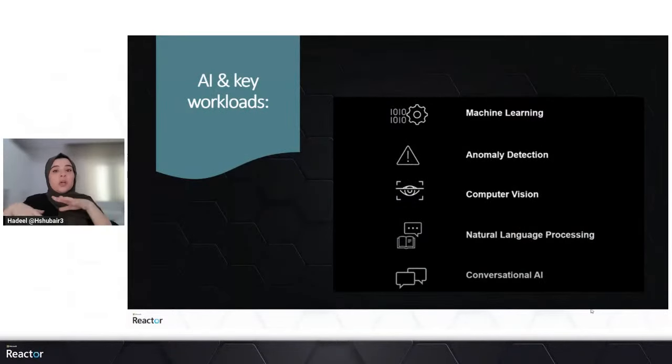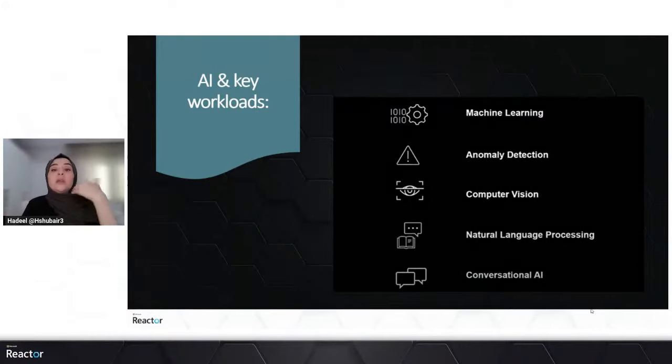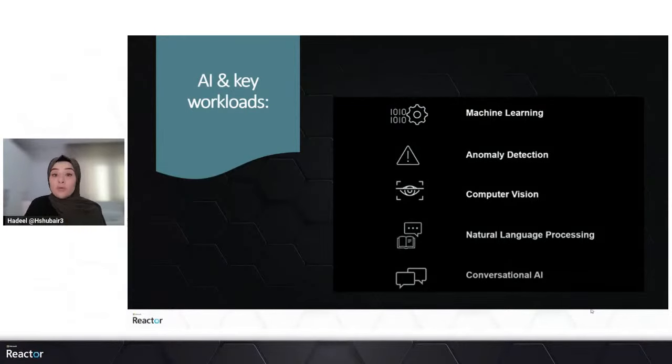Now, as I mentioned, artificial intelligence is the big term, and underneath AI you have categories or workloads that fall under the umbrella of AI. The first one is machine learning. You also have anomaly detection, computer vision, natural language processing, and conversational AI. Let's explore each one and know the basic definition of each one in more detail.